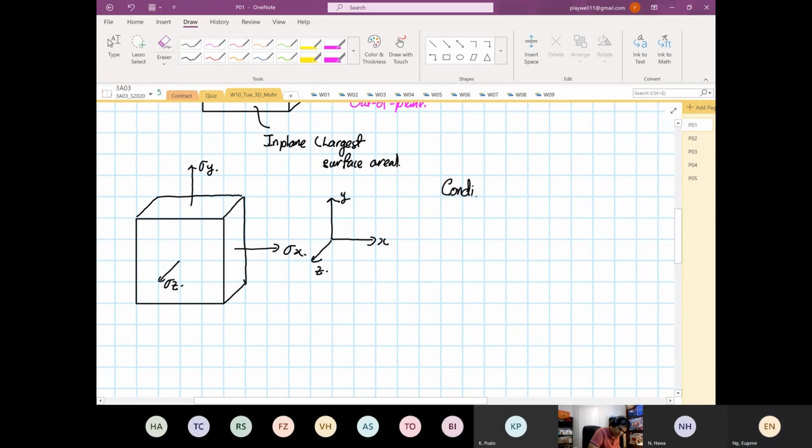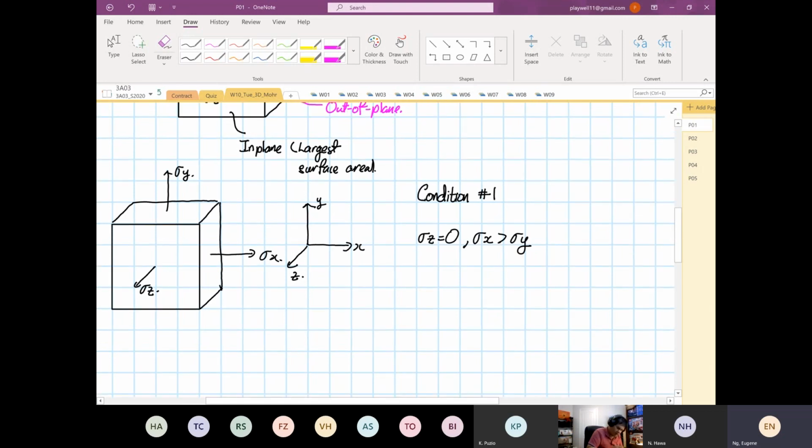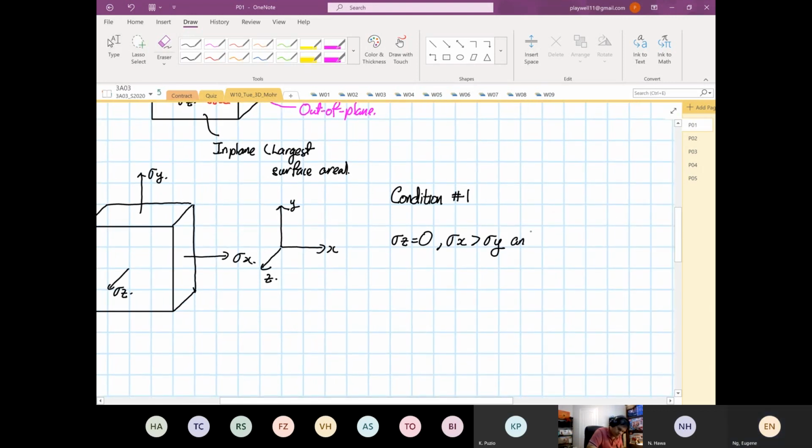Right, where we have stress z is equal to 0, okay, and stress x is greater than stress y, and both are positive. Okay, so this is condition number 1, right?